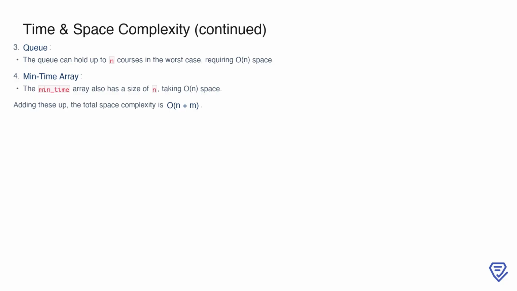Additionally, the queue used during topological sorting can hold up to n courses in the worst case, which requires O(n) space. Alongside this, we maintain a min_time array to track the minimum completion time for each course, and this array also has a size of n, taking O(n) space. When we add up all these components, the adjacency list for the graph, the in-degree array, the queue, and the min_time array, the total space complexity is O(n + m). This efficient use of space ensures that the algorithm can handle large inputs without exceeding memory constraints.